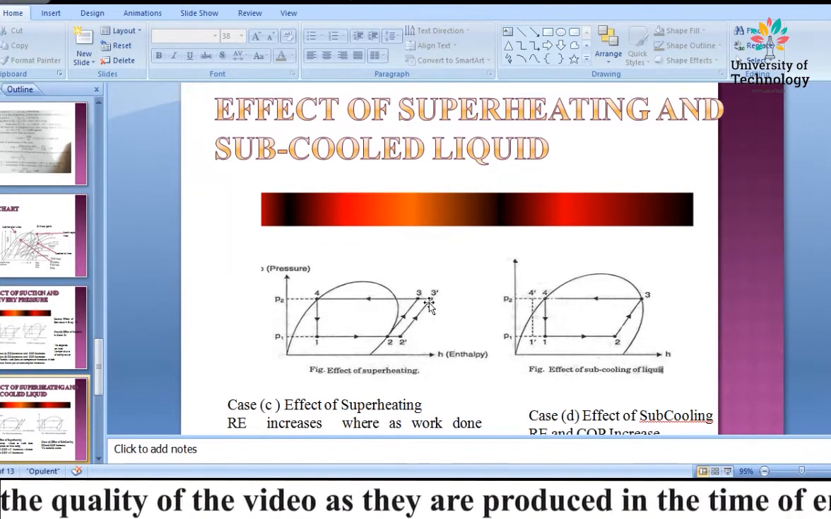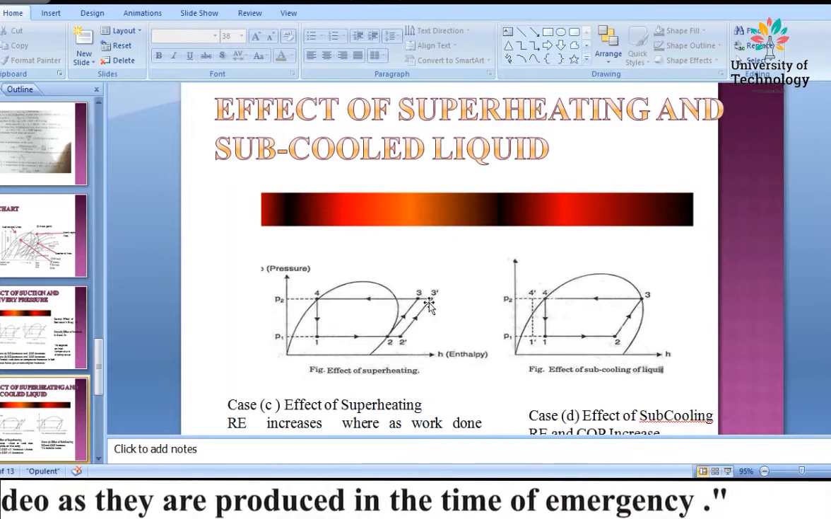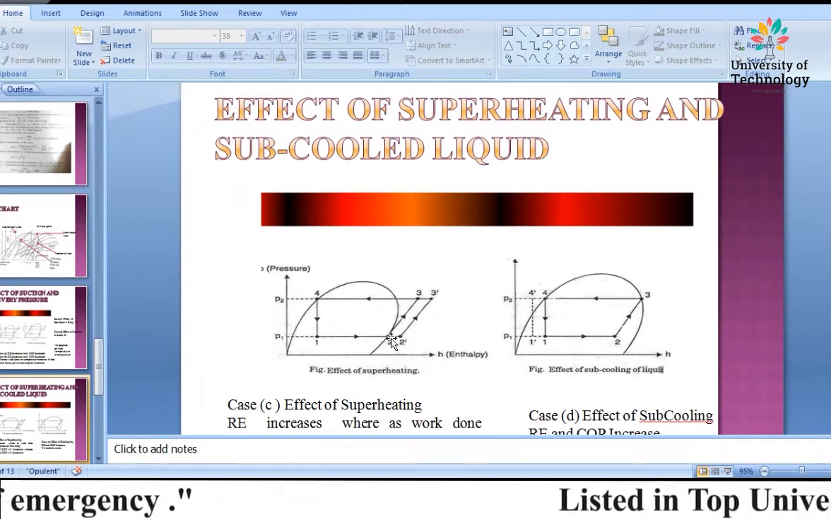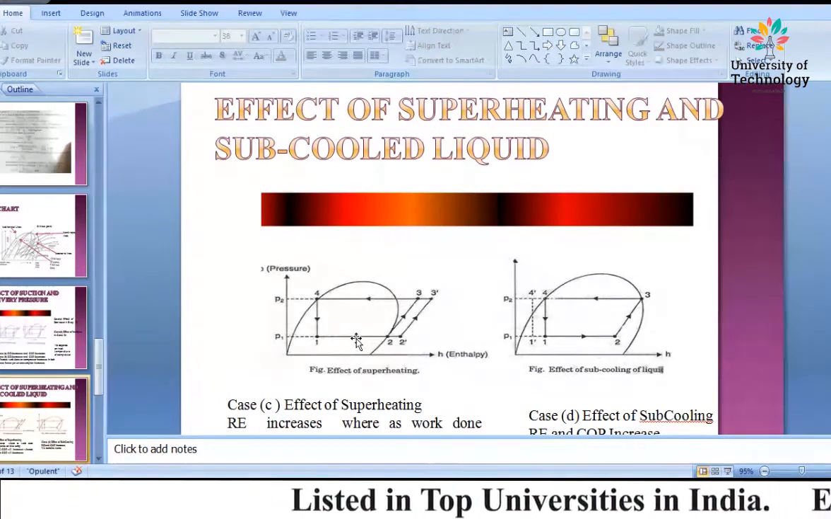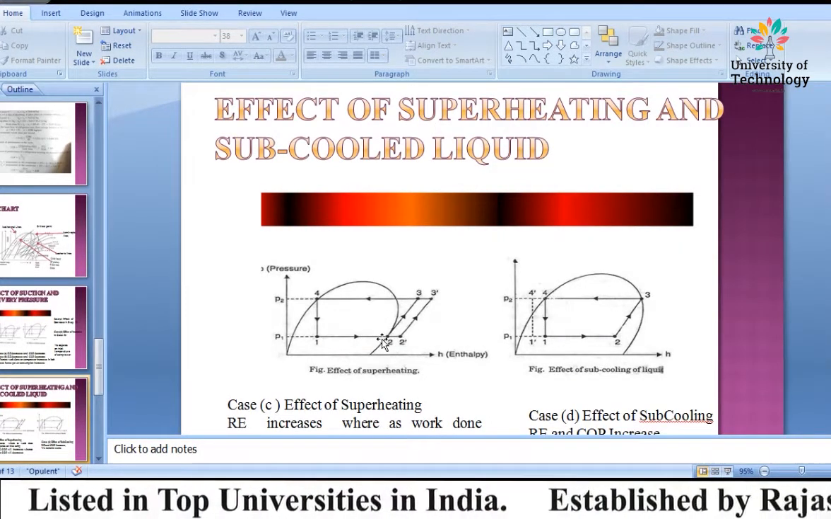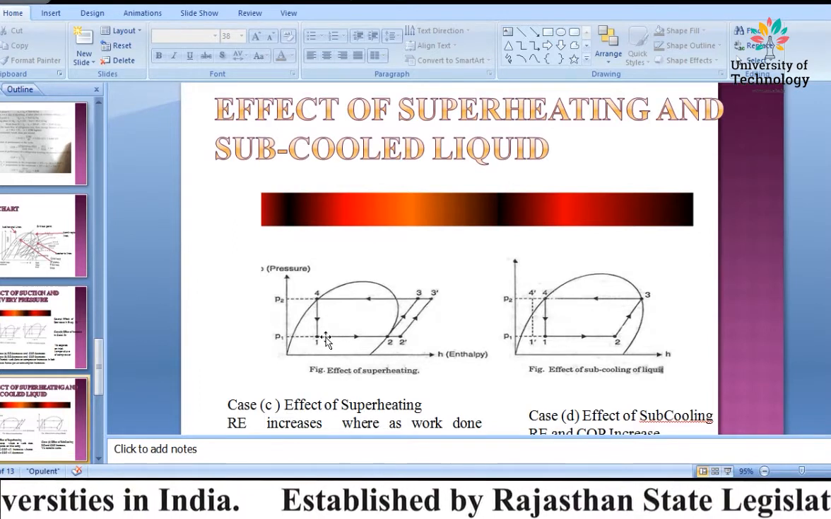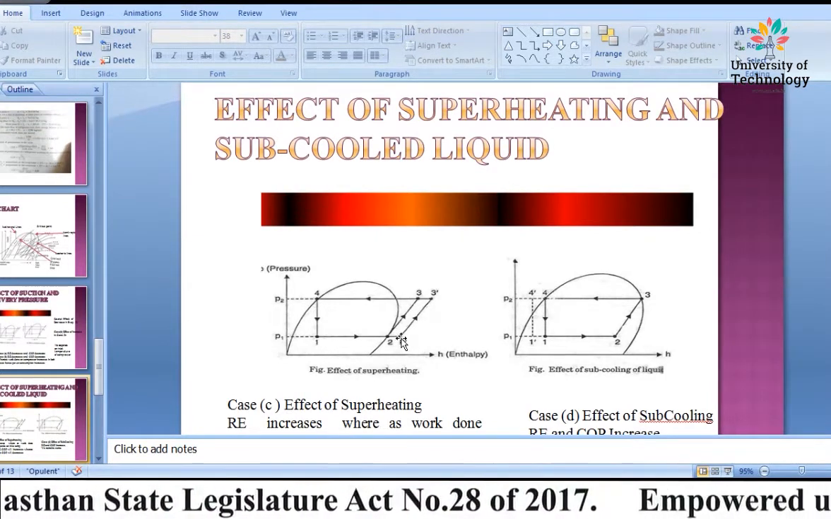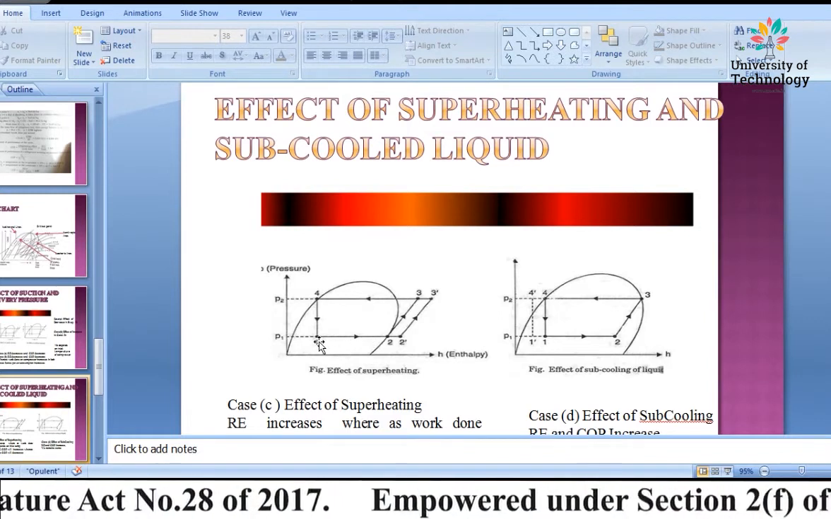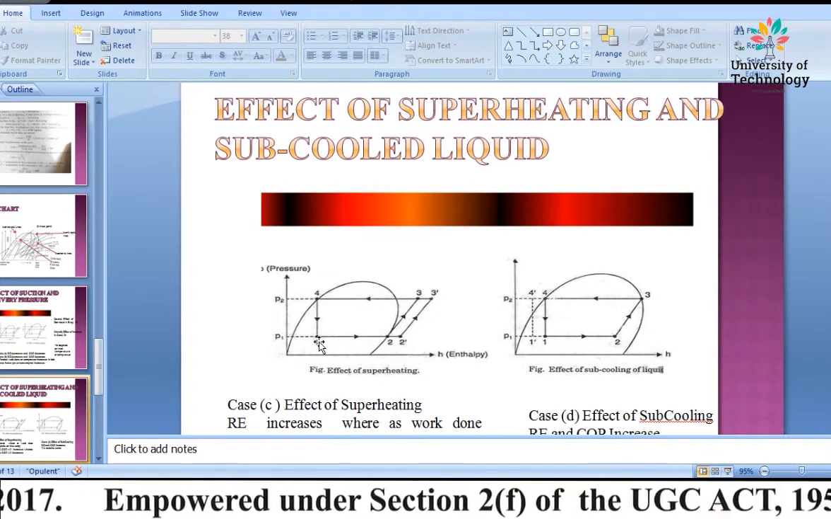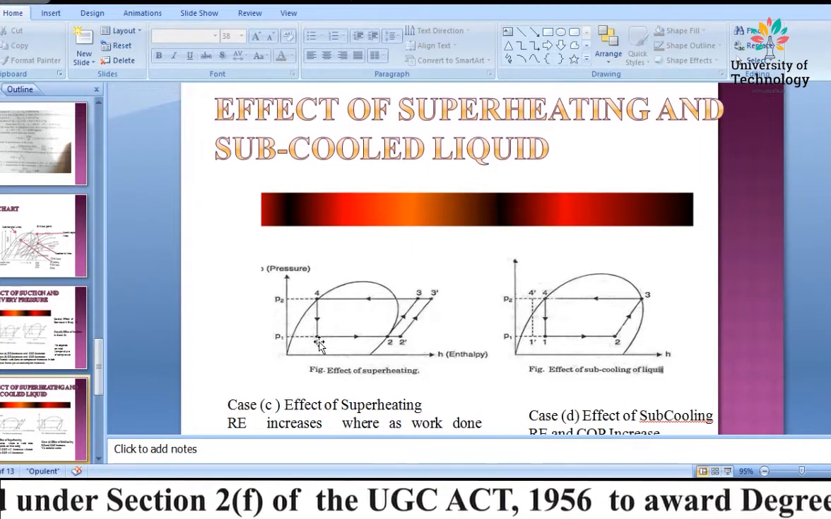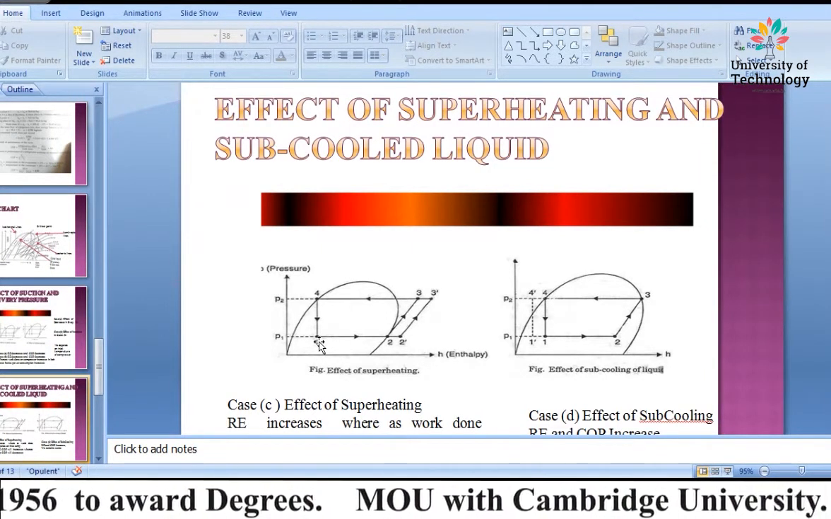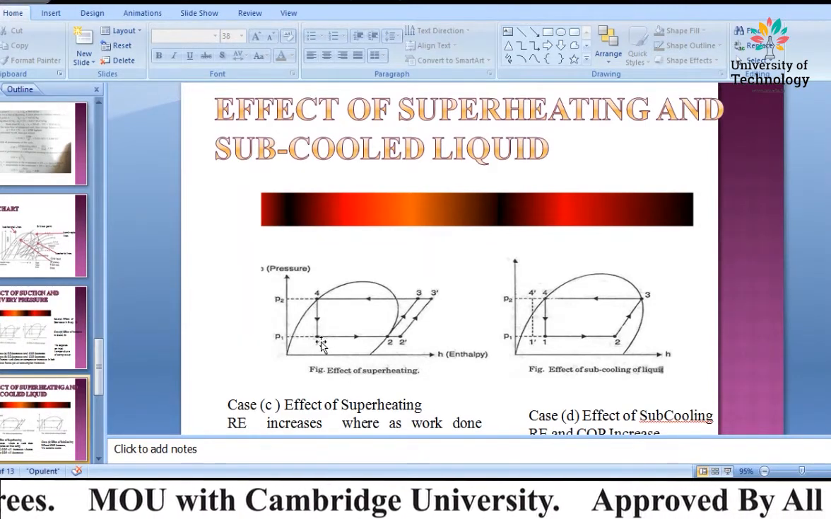By this p-h chart, we observed that the refrigerant effect, that is the amount of heat extracted from the surroundings, in the initial condition is equal to H2 minus H1. And the refrigerant effect in the final condition is H2' minus H1. This means by superheating, the refrigerant effect increases. Then what will happen to the compressor work?